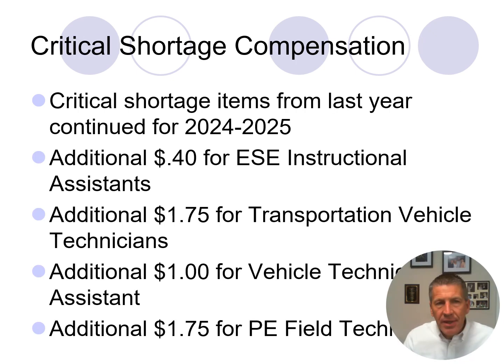The SRP tentative agreement does include some additional compensation for some critical shortage areas. The critical shortage items from last year are continued for the 24-25 year. And then there's an additional 40 cents per hour for ESE instructional assistants, $1.75 for transportation vehicle technicians, $1 for vehicle technician assistants, and $1.75 for PE field technicians.